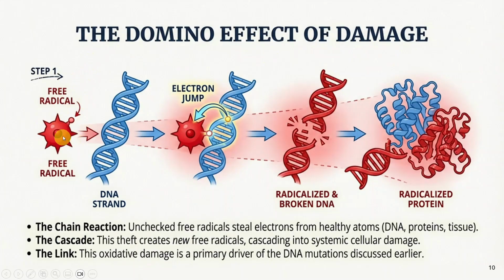So step one, you have this free radical here, boom, and then you have a DNA strand, boom. So DNA is within your cells, your red blood cells, things like that. So there's an electron jump from the DNA to this free radical. This radicalized and broken DNA occurs as a result, and then it creates this radicalized protein, which is not good. So you can see literally it unraveling, getting crazy.